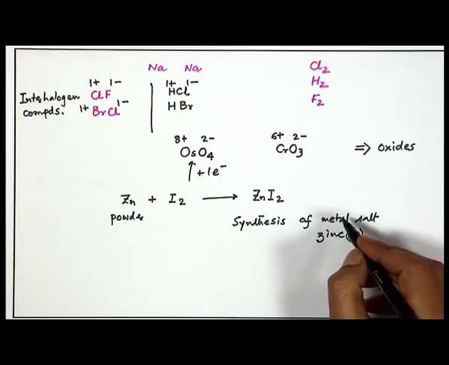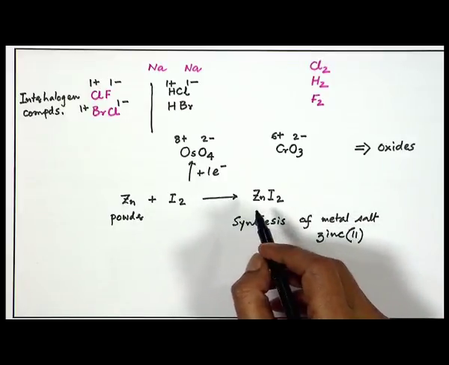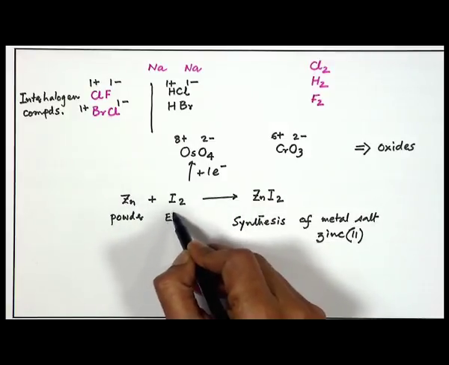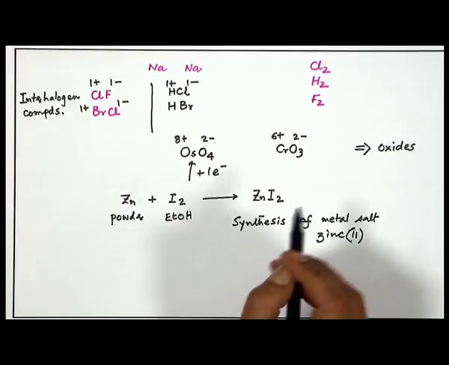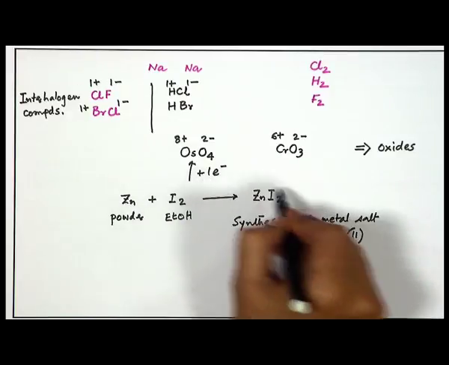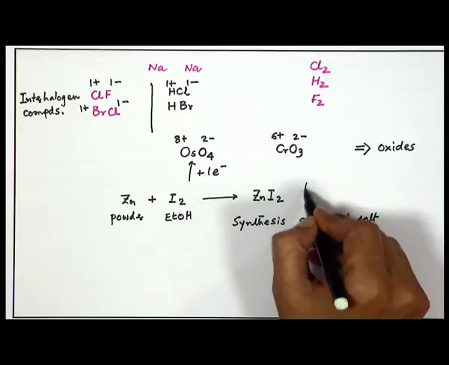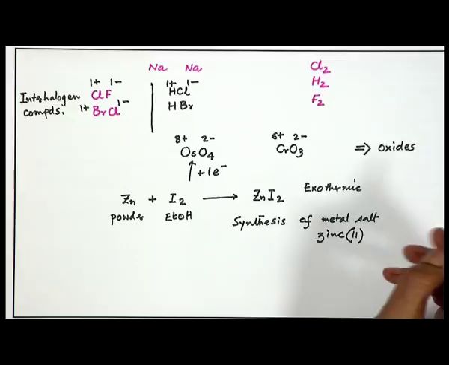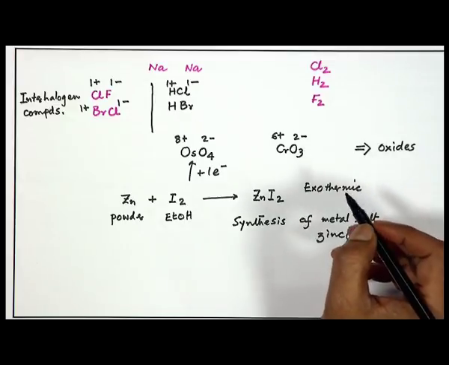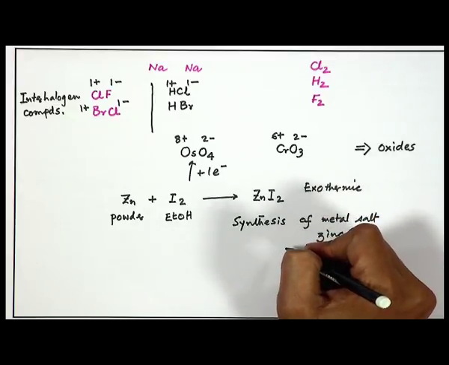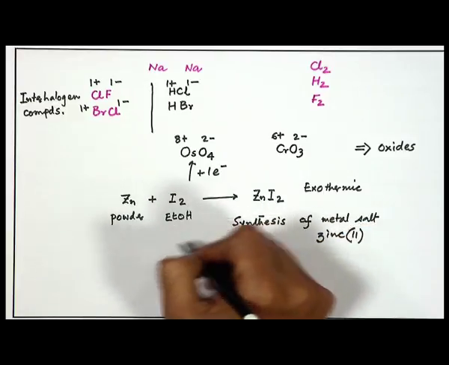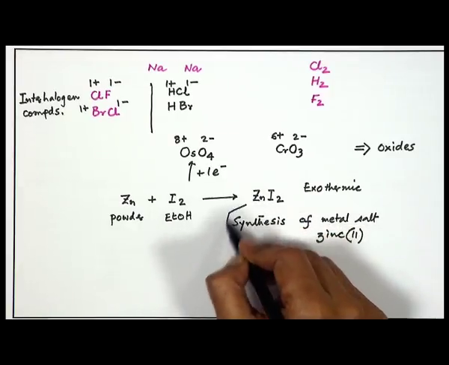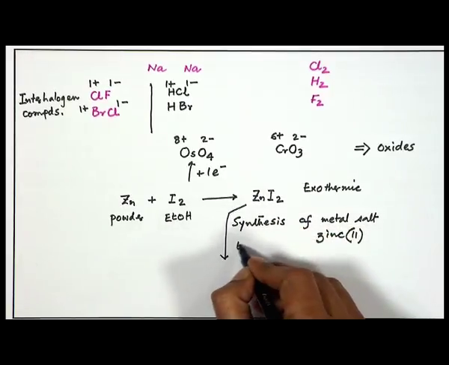So, the zinc(II) salt is directly forming, and if we add this zinc powder to a solution of iodine in ethanol, because we have to dissolve it, we get an exothermic reaction. So, the reaction is exothermic. Heat will be liberated by producing zinc iodide in the reaction, and since it is in the ethanol medium, this will be in solution.